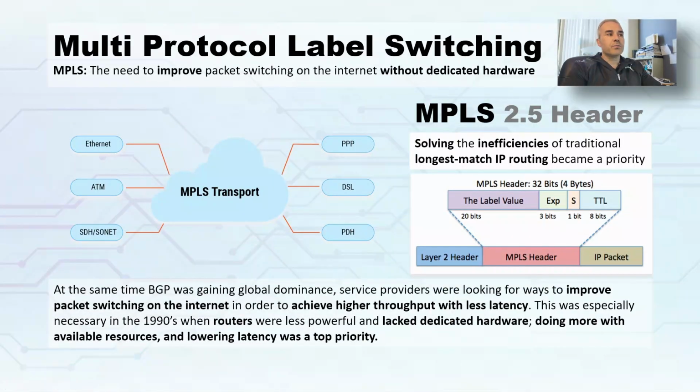So MPLS, what is it? MPLS is multi-protocol label switching. As you can see from this diagram, we have the MPLS transport, and it can transport all these protocols: Ethernet, ATM, PPP, DSL. It was popular for a while to transport ATM, SONET, and DSL, but nowadays it mainly transports just Ethernet. And one thing to note about MPLS is that it actually derived from ATM, and even before that from frame relay, which used DLCIs, a form of tag to identify virtual circuits.